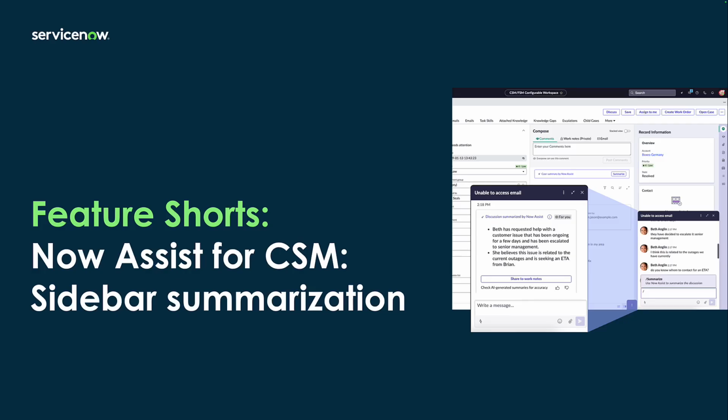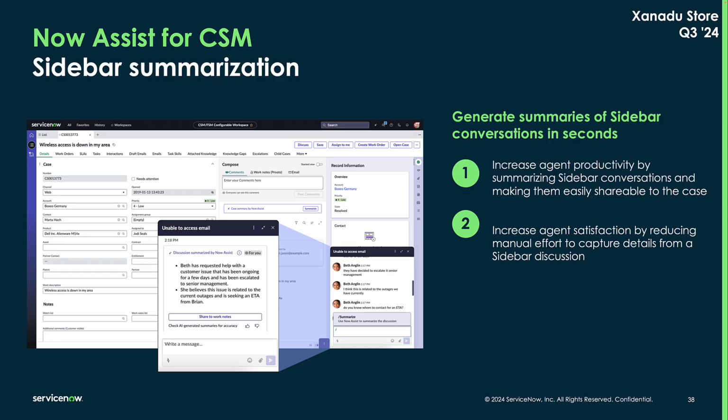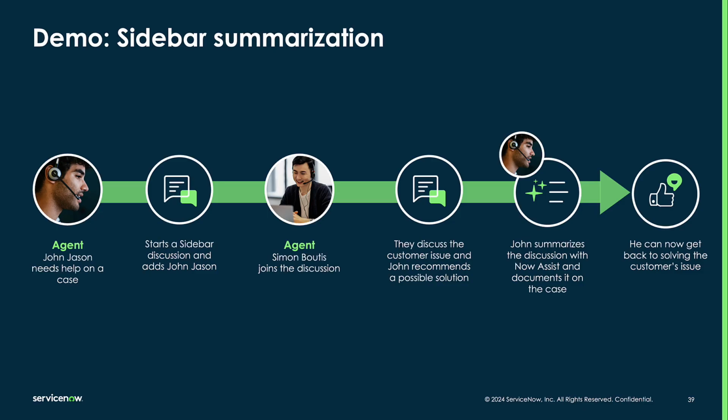Now Assist for CSM Sidebar Summarization in the Xanadu Q3 24 store release enables agents to generate summaries of sidebar conversations in seconds. In this demo, Agent John Jason needs help on a case. He'll use Sidebar to have a discussion with Agent Simon Boutis and use Sidebar Summarization to document the details into the case. Let's have a look.